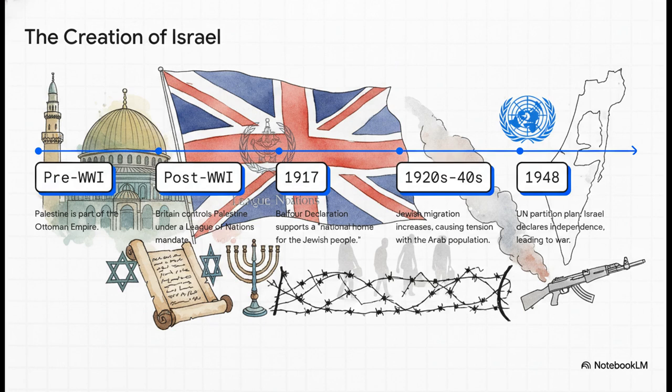Now, another deeply consequential story unfolded in Palestine. Before World War I, it was part of the Ottoman Empire. After the war, the Ottomans collapsed, and Britain was put in charge. A huge turning point was the 1917 Balfour Declaration, where Britain supported the idea of a national home for the Jewish people in Palestine. This encouraged Jewish migration, which, as you can imagine, created a lot of tension with the local Arab population.